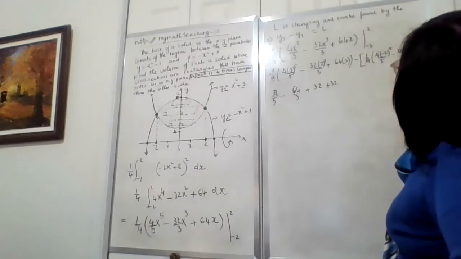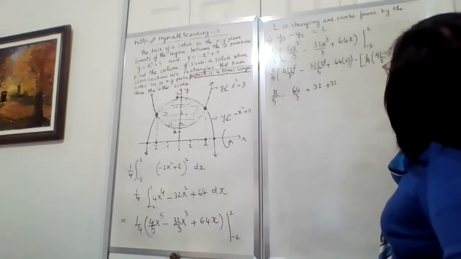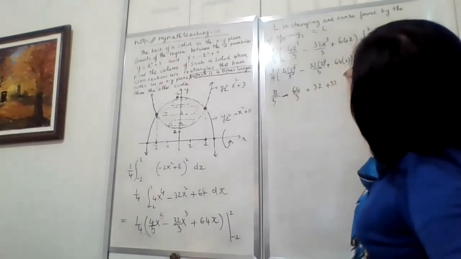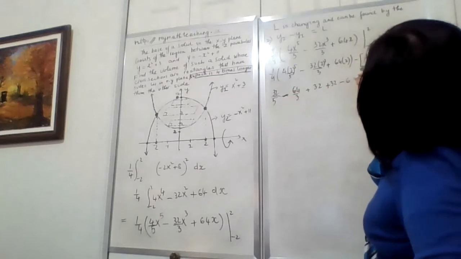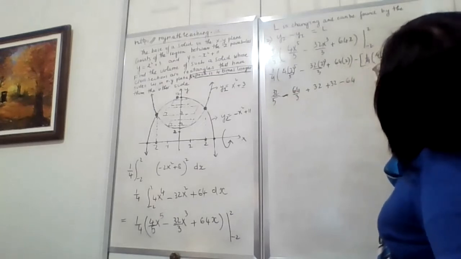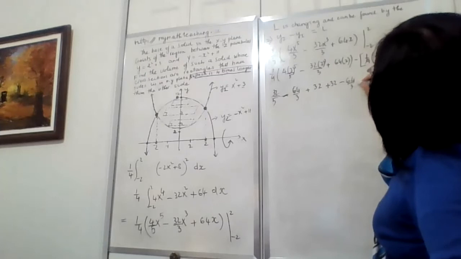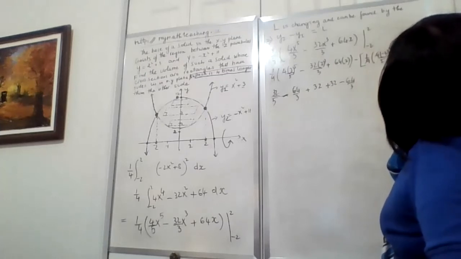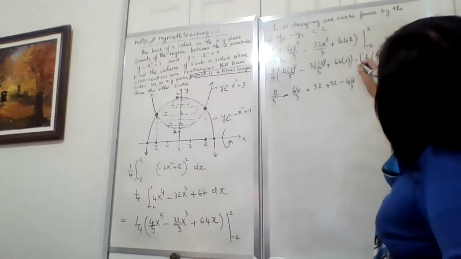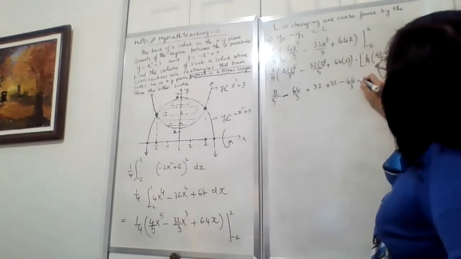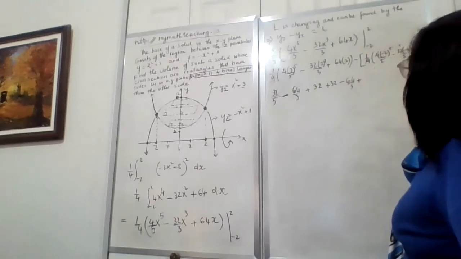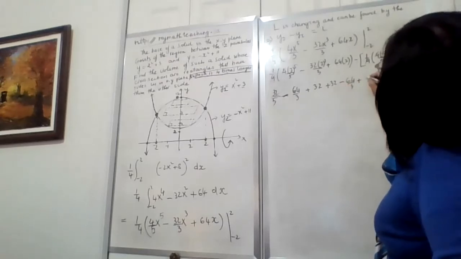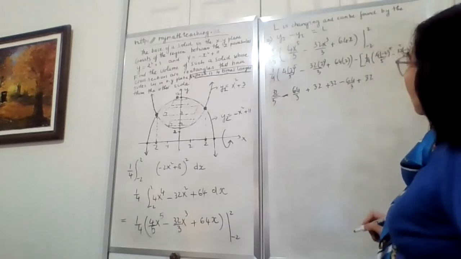Minus 8 times minus 32 becomes plus. But plus with minus, right? See, minus will be minus 64 because it cancels with that, over 3. And this is 100 minus 128, but minus will be plus. Now 64 divided by 4 is 16. So this will be plus 32.